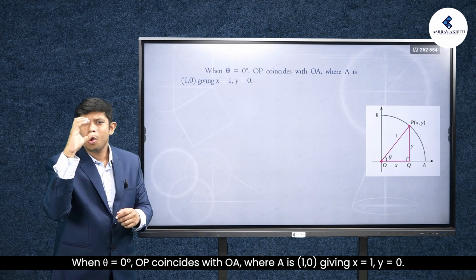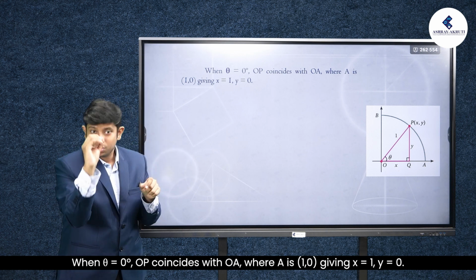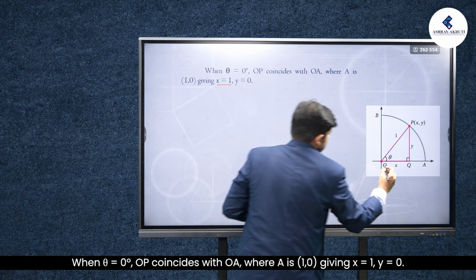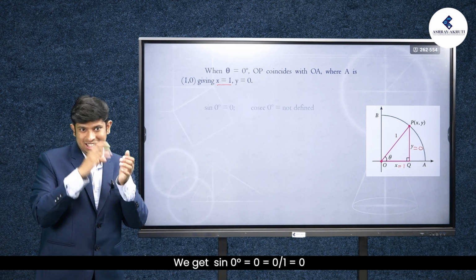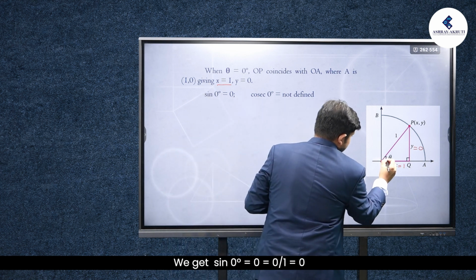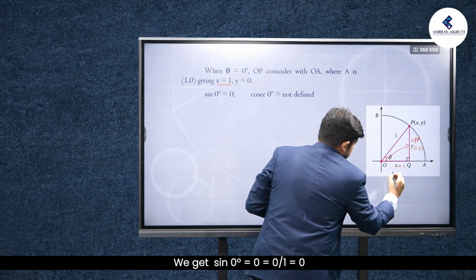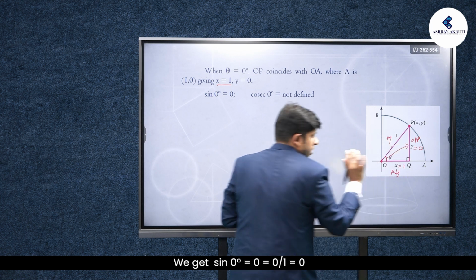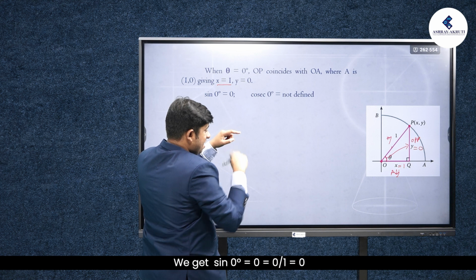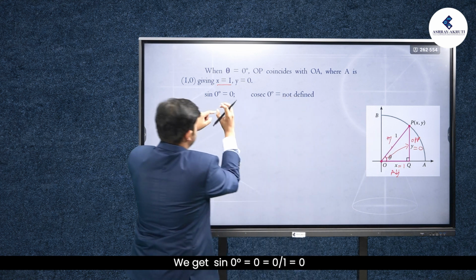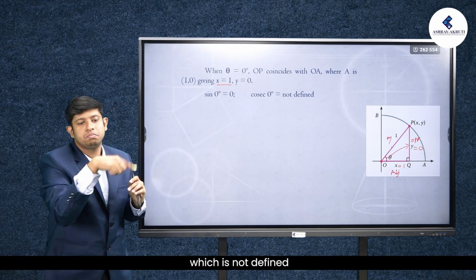When theta is equal to 0 degrees, OP coincides with OA, where A is 1 comma 0, giving x is equal to 1 and y is equal to 0. We get sin 0 degrees is equal to 0 by 1, that is equal to 0. Cosecant theta is equal to 1 by 0, which is not defined.